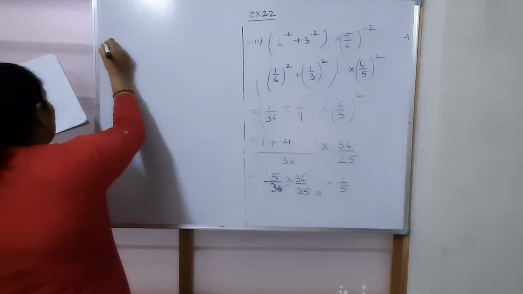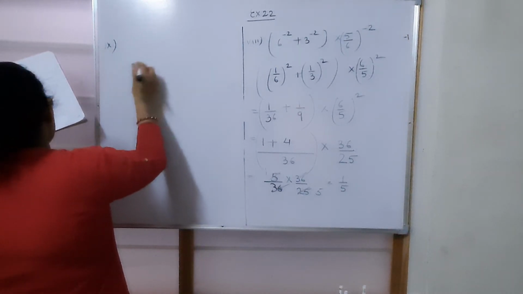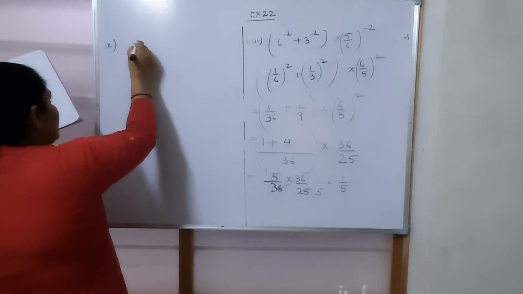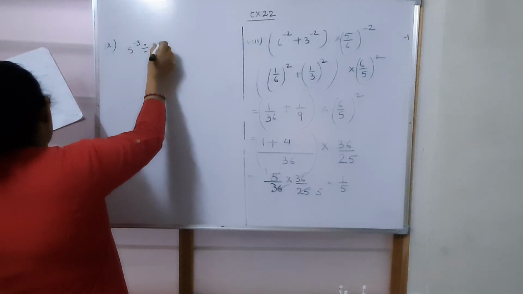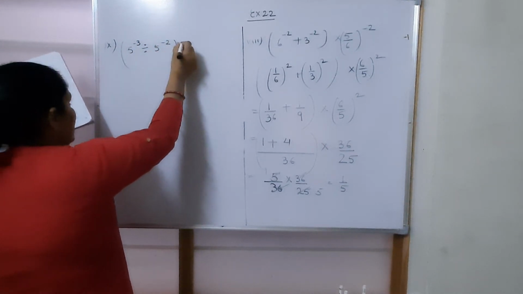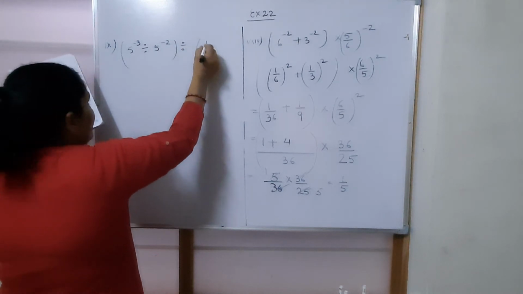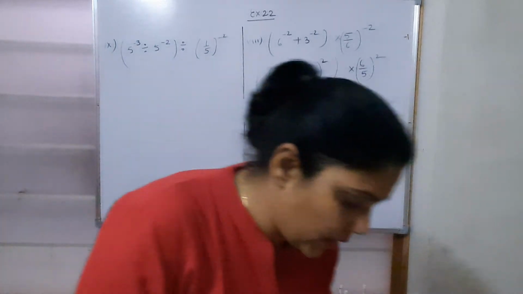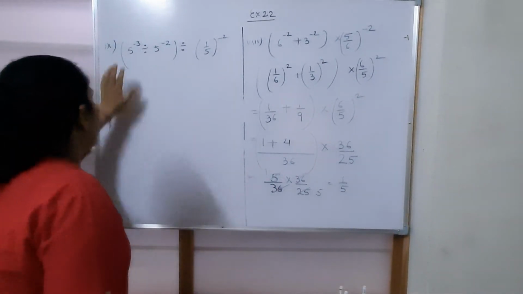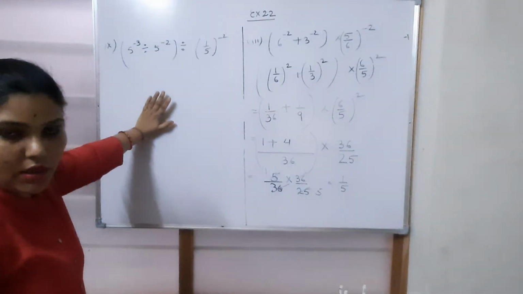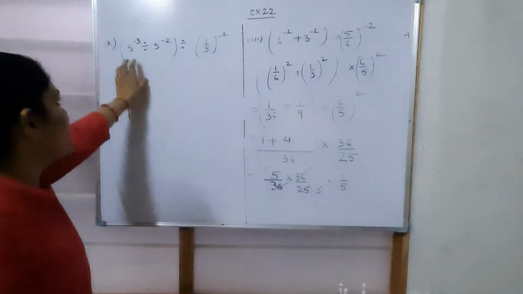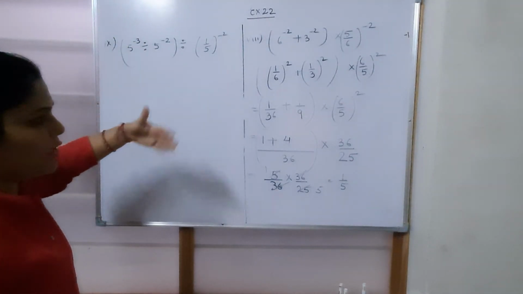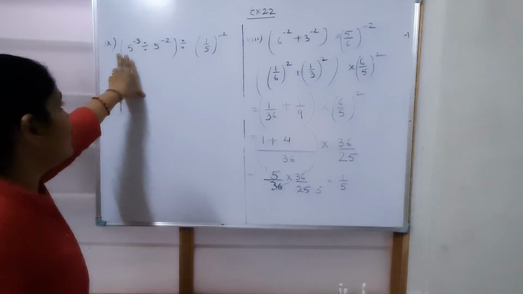Now we have the ninth question. 5 raised to the power minus 3 divided by 5 raised to the power minus 2 divided by 1 upon 5 raised to the power minus 2. So how would we do that again? Just look here. This is 5 raised to the power minus 3. To make the power positive, just look here. We can do it like that also, or otherwise the division sign is there.